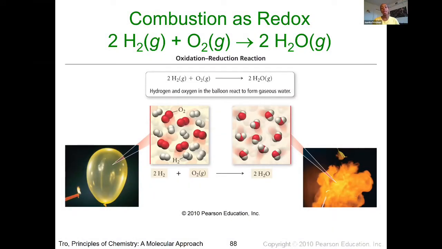We learned about combustion before. Combustion is an example of a redox reaction, where if we took hydrogen gas and oxygen gas and reacted the two, we create H2O. Again, we have this transfer of electrons to create this new substance.